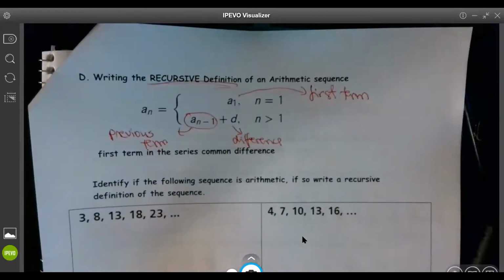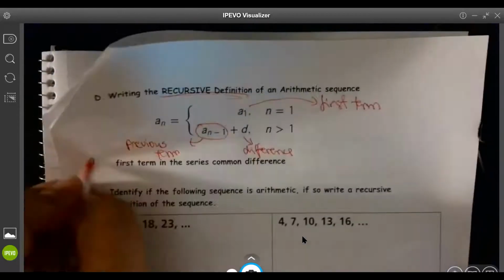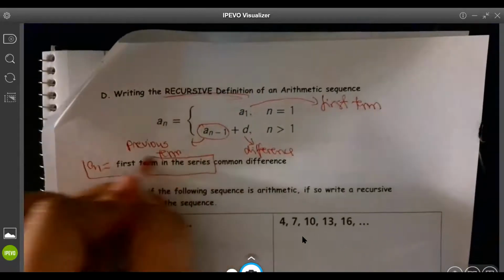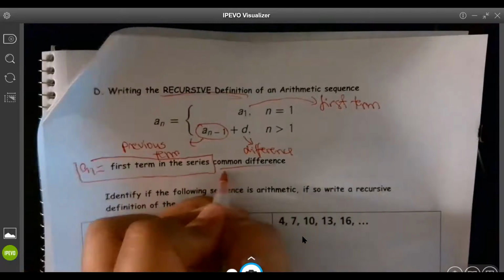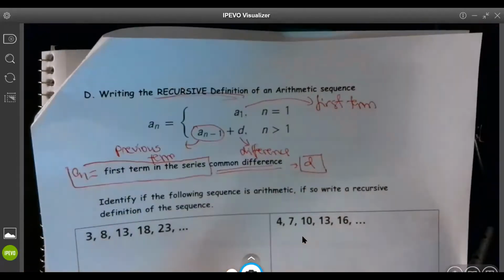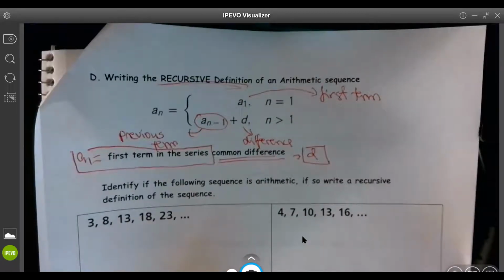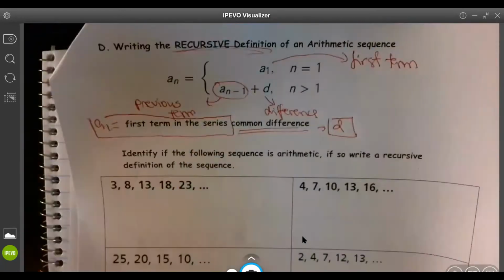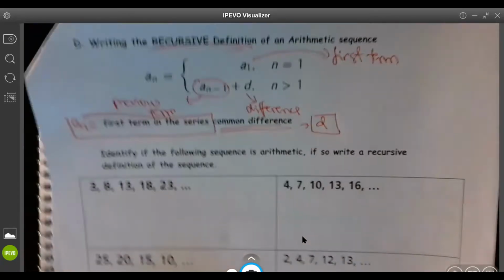So, let's see here. A1 is the first term in the series. And the common difference is your D. So the only thing that we have to identify here is your A1, your first term, and your D. So let's try to do this one.